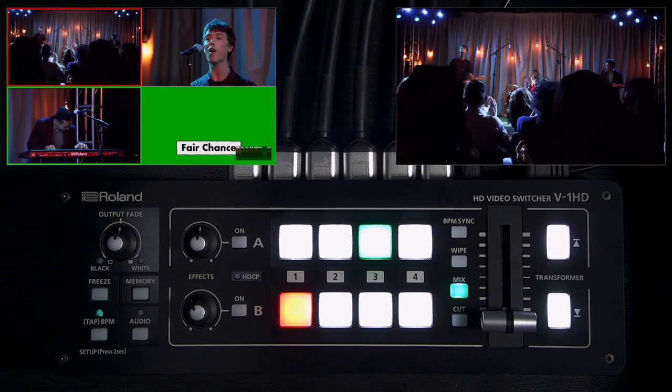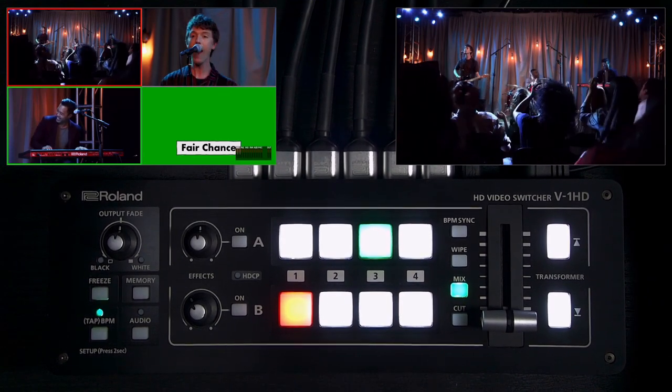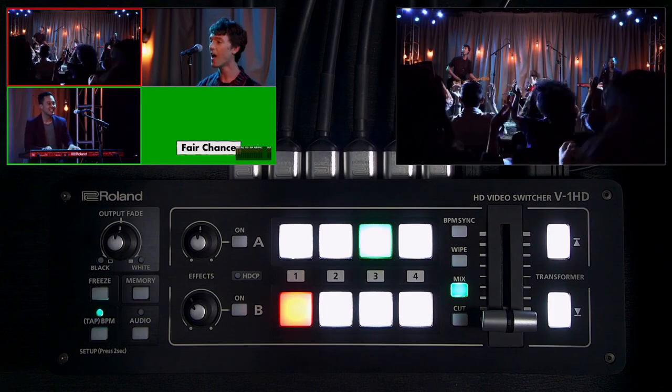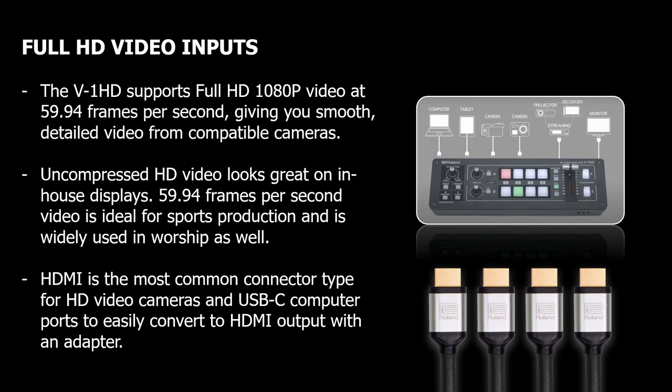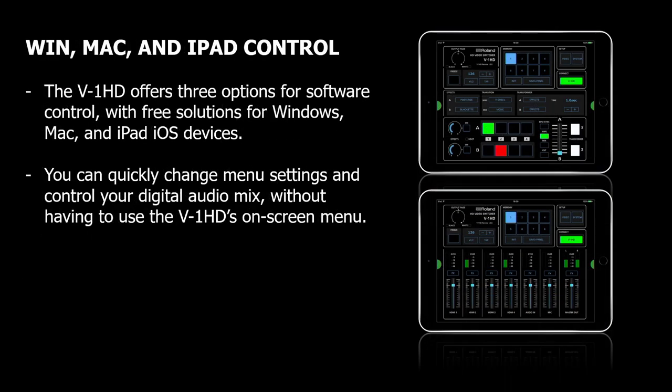That pretty much covers the V1HD. I just wanted to go back and review some key points again. An easy setup, fits anywhere. This is a compact solution for combining cameras and computer sources in a fixed location or at a live event. You saw the footprint on the table. Full HD video inputs, 1080p 59.94 video, so smooth and detailed video from compatible cameras. And then the software control, easy access to your menu settings and additional point of control for Windows, Mac, and iPad iOS.